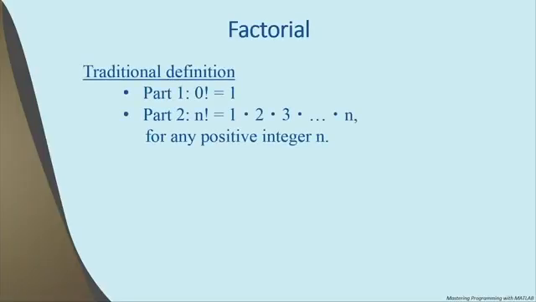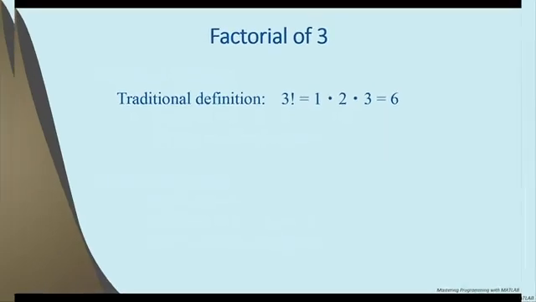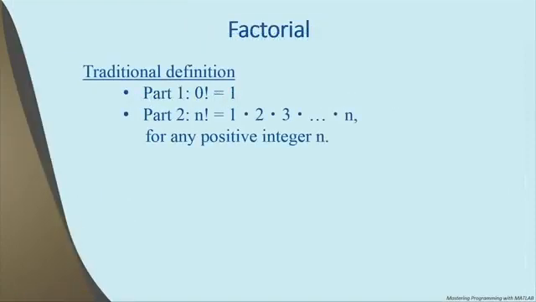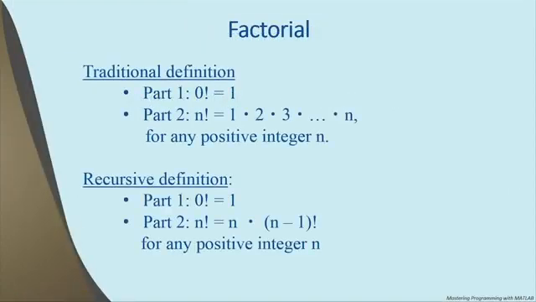Here you can see the traditional definition of factorial. It has two parts. Part 1 says that the factorial of 0 is 1. Part 2 says that the factorial of a positive integer n is equal to the product of all the integers from 1 to n. So, for example, 3 factorial is equal to 1 times 2 times 3, which is 6. Simple.